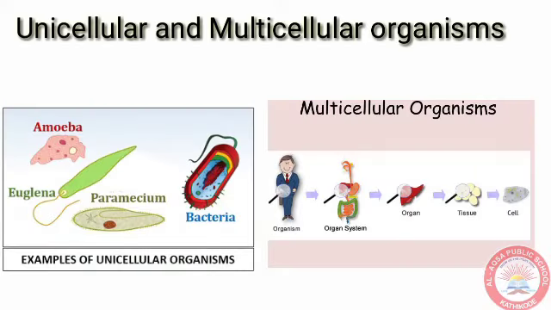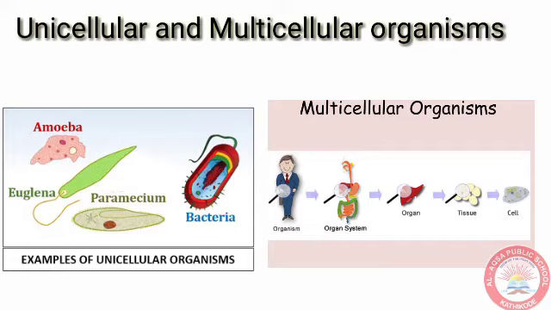Now, what are unicellular and multicellular organisms? All organisms which have a single cell are called unicellular organisms. And all organisms which are made up of more than one cell are called multicellular organisms. And in unicellular organisms like amoeba, paramecium, etc., that single cell is able to do all the functions that is required for the survival of that organism.